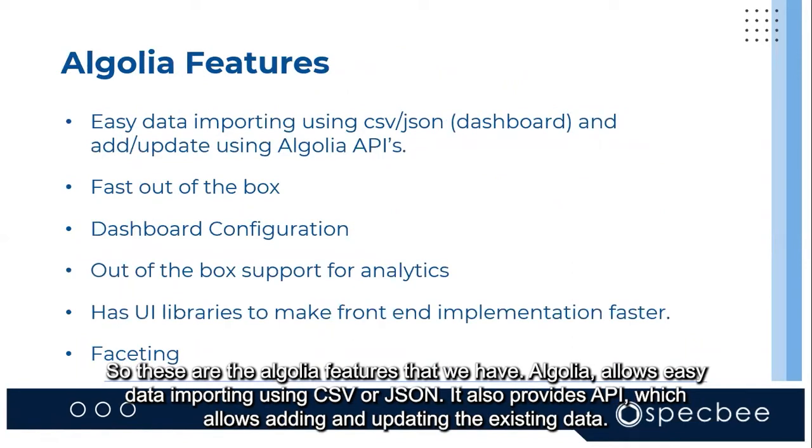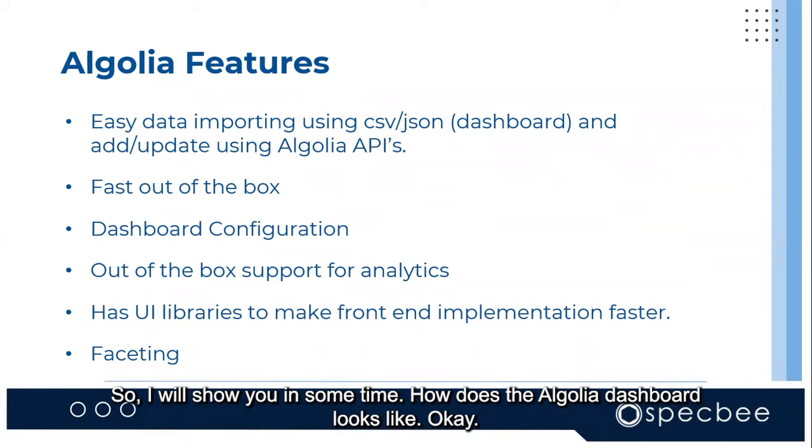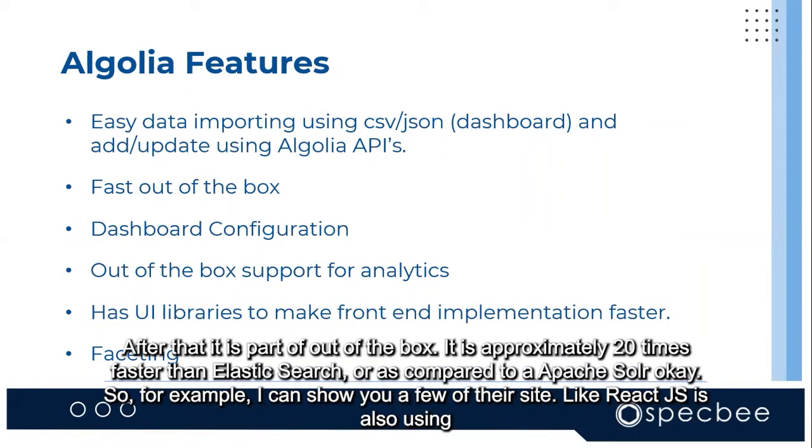These are the Algolia features that we have. Algolia allows easy data importing using CSV or JSON, and it also provides an API which allows adding and updating the existing data. I will show you in some time what the Algolia dashboard looks like. After that, it is out of the box approximately 20 times faster than Elasticsearch or Apache Solr.